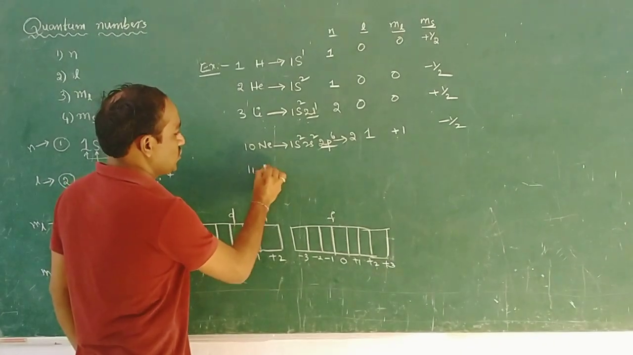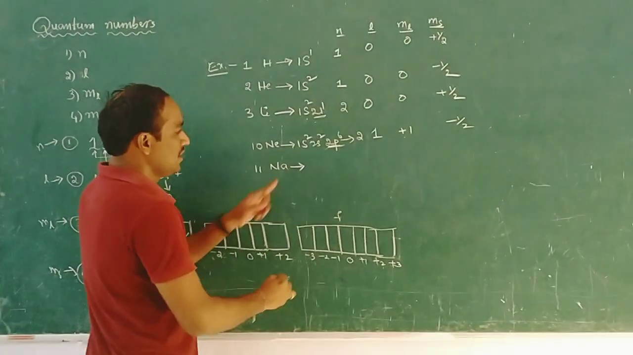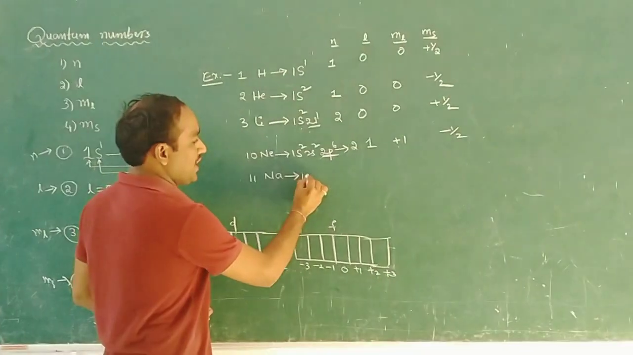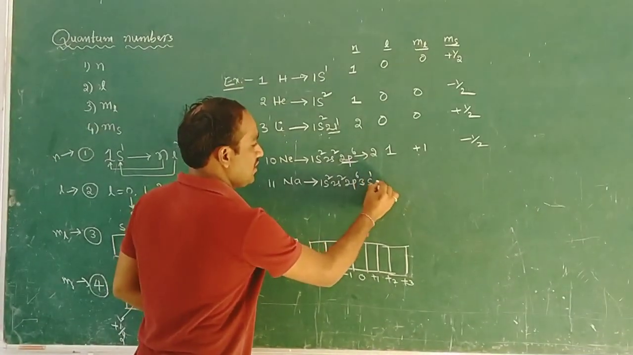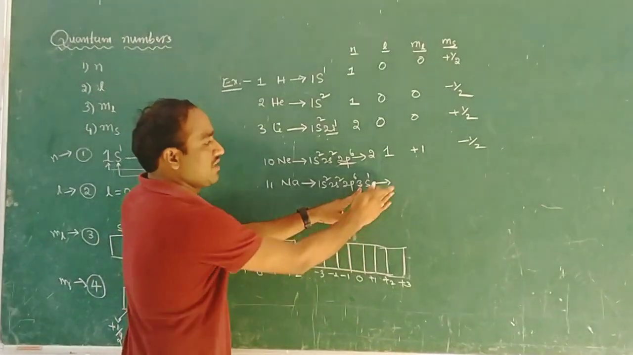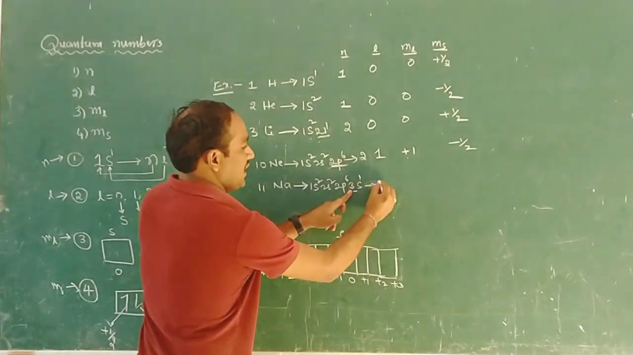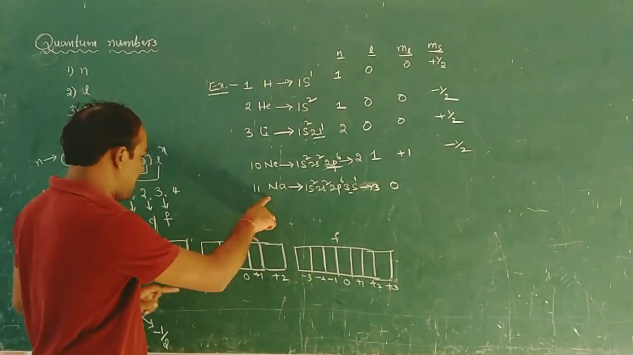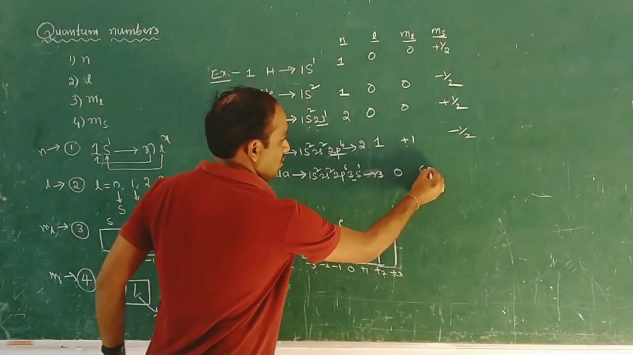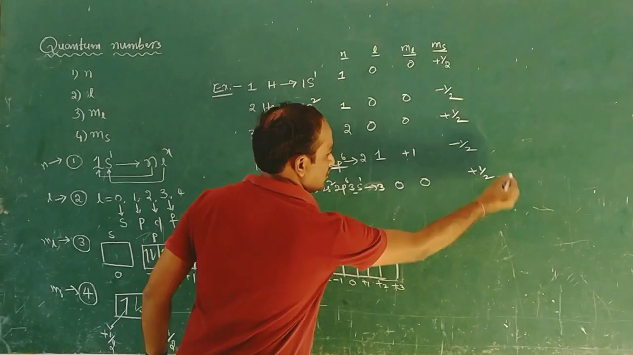Next, the 11th one, sodium. Atomic number is 11: 1s2, 2s2, 2p6, 3s1. So for this 3s1 electronic configuration, n is 3 and l value is 0. So the ml value means 0, and +1/2.